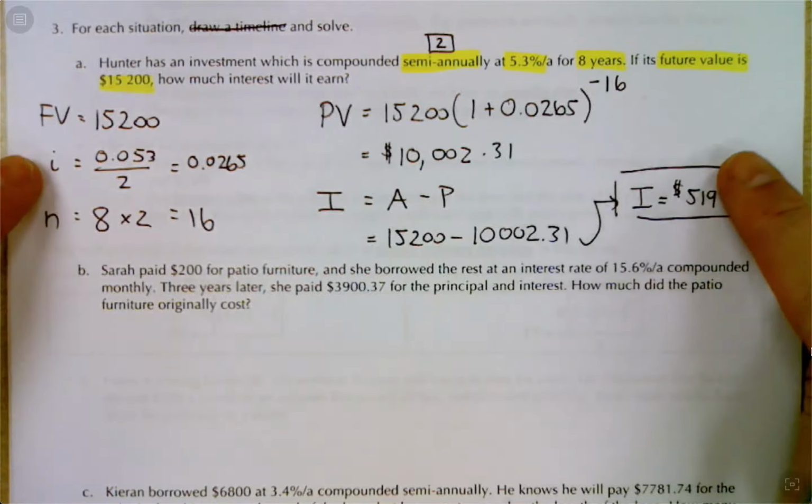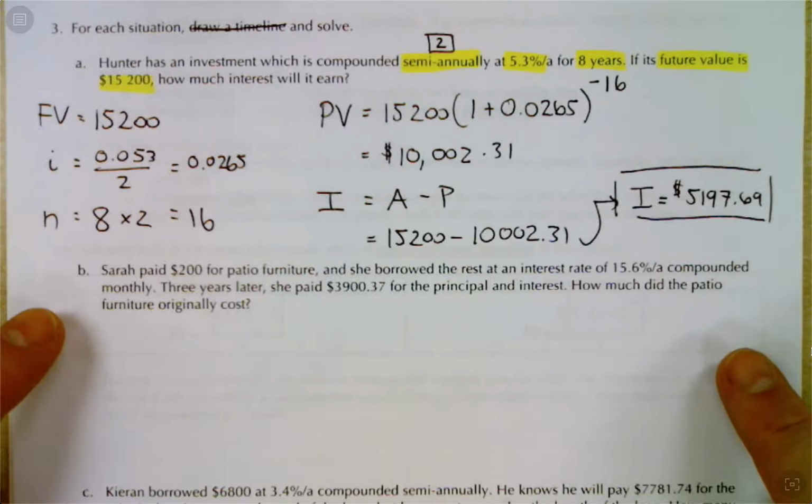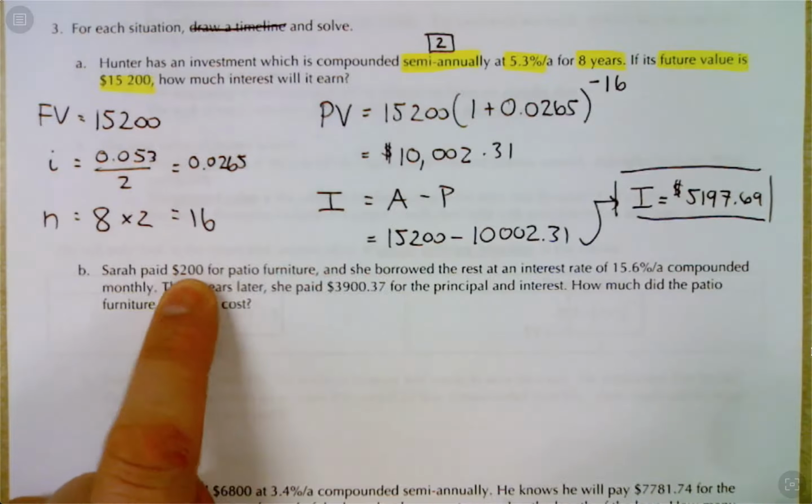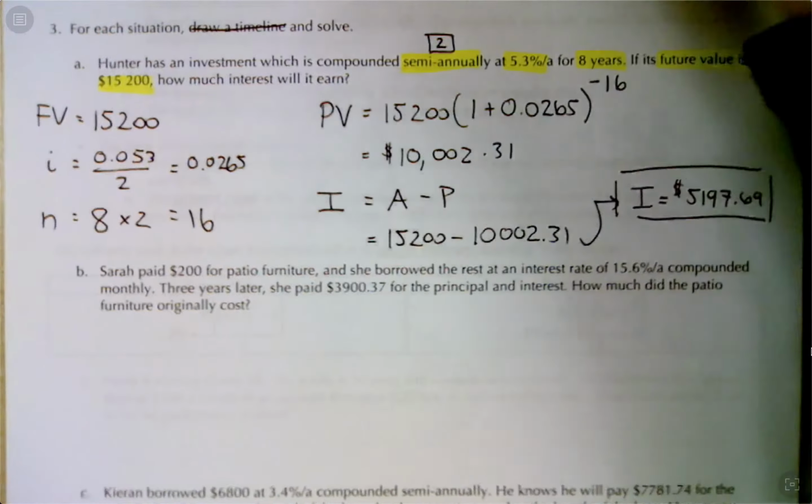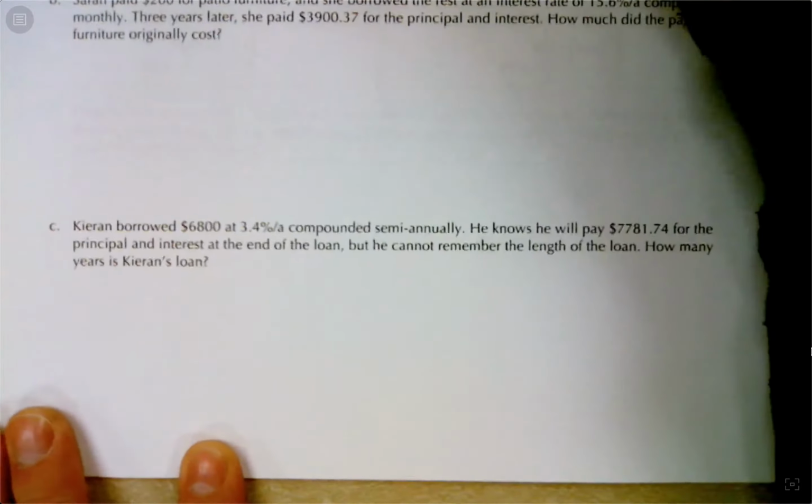If you want to try another one like A, try B. B's got that extra down payment part, so it's more like the one we did on the last page in terms of that. But give it a shot and see if you can come up with the right answer. We're going to do C. Last question.